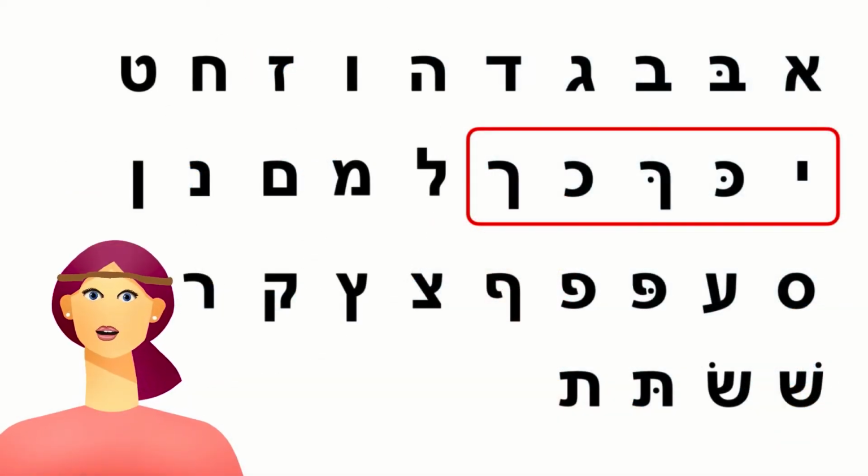I hope you still remember Aleph, Bet, Vet, Gimel, Dalet, and Hey. And also Vav, Zayin, Chet, and Tet. We're now ready to see Yod, Kaf, Kaf sofit, Chaf, and Chaf sofit.